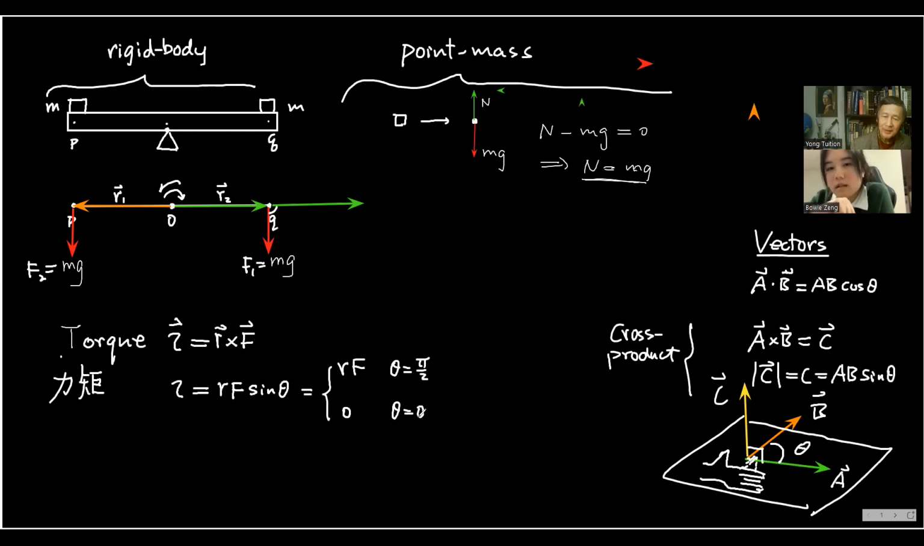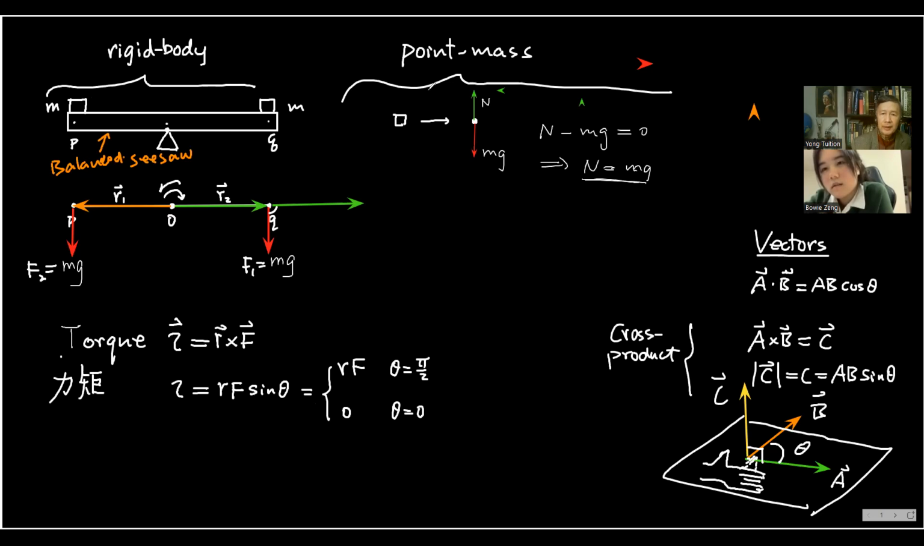If the angle is 0, for example, if we put an additional force here, oh, before we go, can we assume this is balanced? I will make the assumption that this is a balanced seesaw. Okay, so we assume it is balanced.